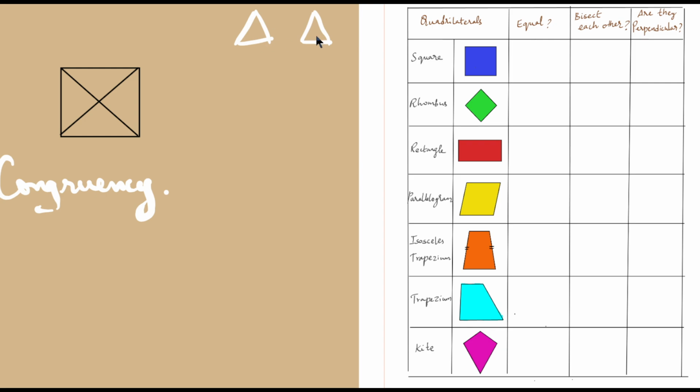But to arrive at whether all the three angles and all the three sides are equal, it's enough if you prove any three equalities, that is two angles and one side, or three sides, or one angle and two sides. If any of them is equal, then we can safely conclude that the triangles are congruent. So let us use this now and arrive at whether the diagonals are equal.